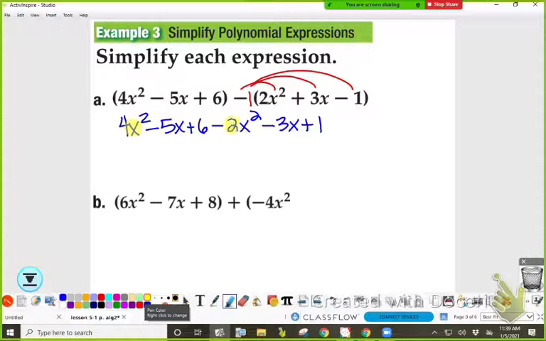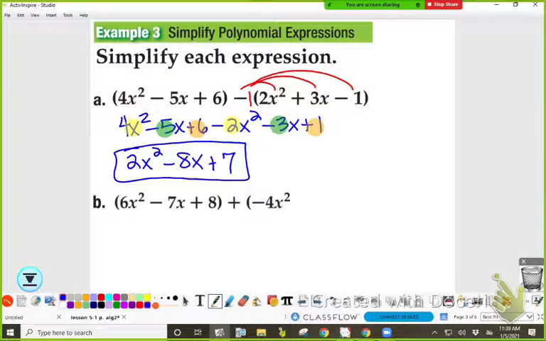4x squared minus 2x squared. You start with the highest exponent, square is the highest. So it's 4x squared minus 2x squared, which is 2x squared. Then go to your x's. Negative 5x minus 3x is how much? Minus 8x. And then we have 6 plus 1, plus 7. So 2x squared minus 8x plus 7.